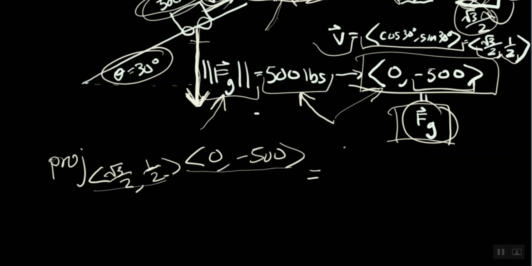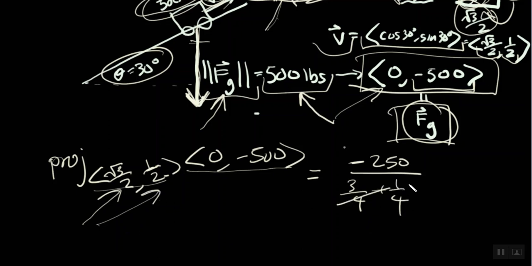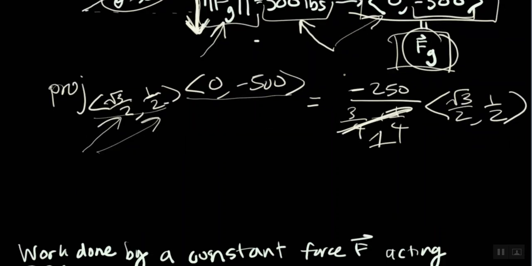So rad 3 over 2 times 0 is 0. 1/2 times negative 500 is negative 250 over the denominator, which is basically the dot product of this vector and itself. So rad 3 over 2 times rad 3 over 2 is actually 3 over 4. And 1/2 times 1/2 is 1/4. And 3/4 plus 1/4 is 1. Now we simply have to multiply that by the vector down there. And look at that, we basically have an answer right here.